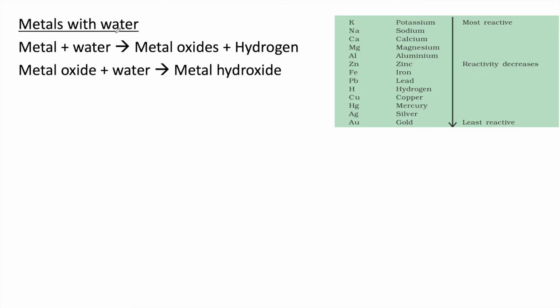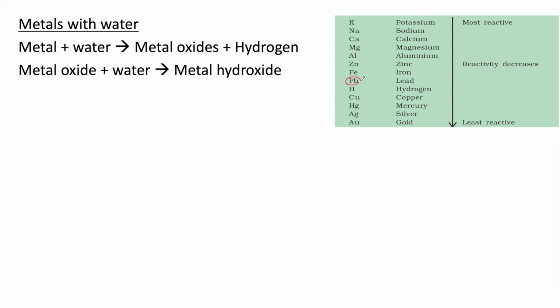The metals react with water to form metal oxides and hydrogen. The metal oxides which are soluble in water, they are potassium, sodium, calcium and magnesium. They form metal hydroxides. The reaction of metal with water, it is an exothermic reaction. That means it produces lot of heat energy in the reaction time. And all the metals, they do not react with water. So here you can see the reactivity series.